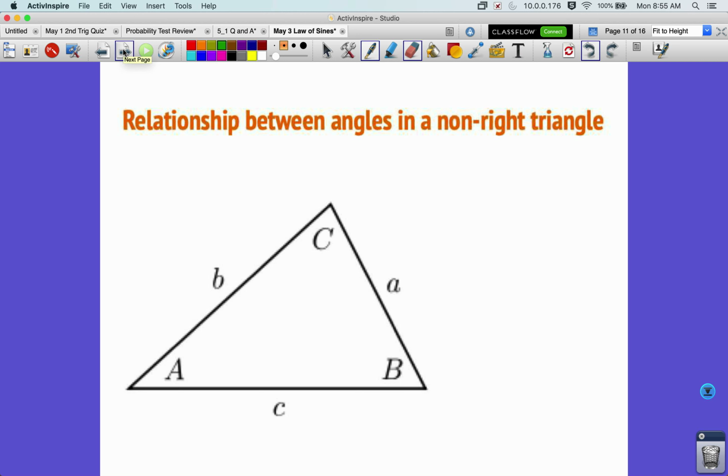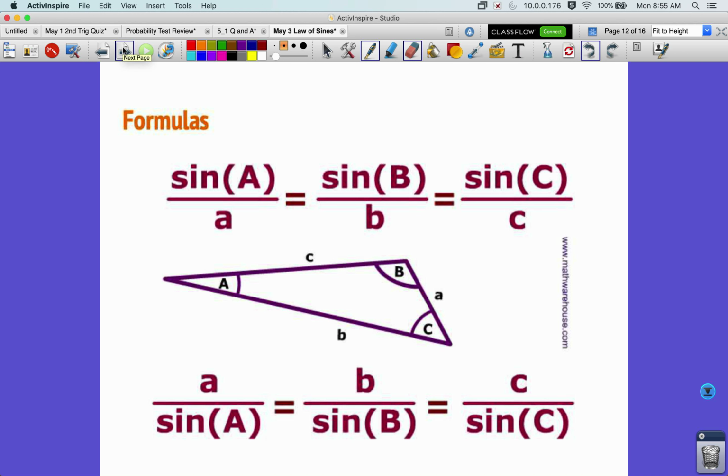Easy as that. All right. There's another cool relationship between angles and non-right triangles. And I'm just going to give it away right here. This is called the law of sines. Go ahead and copy down these 2 lines of equivalent statements.